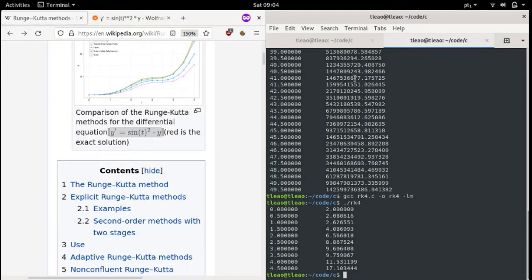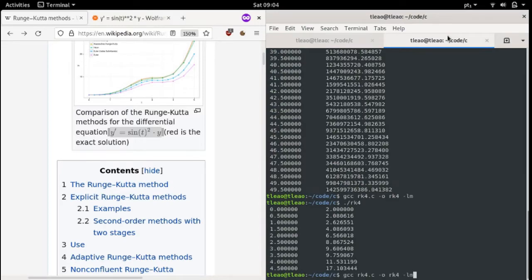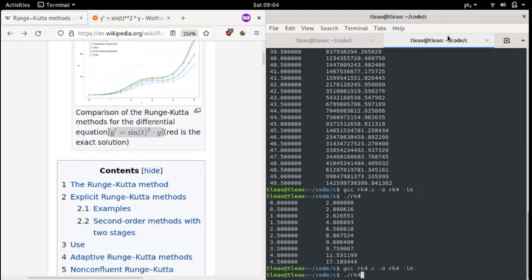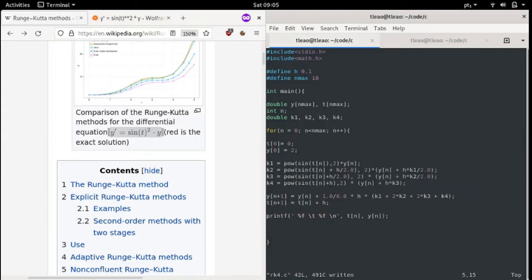So let's refine this time step a little bit. I'm going to put 0.1 here, and let's see if this n max is sufficient. It's not going to be sufficient to reach 5, but let me show you how that works. Okay, so we're going to 0.9. We can increase now the number of time steps. Let's put 100 now and see how far we go.